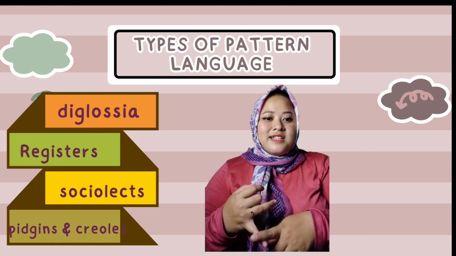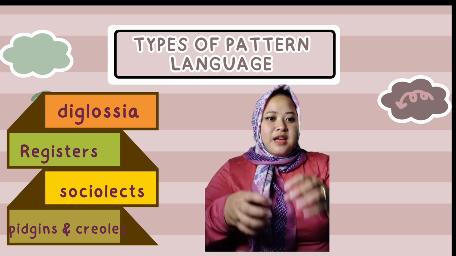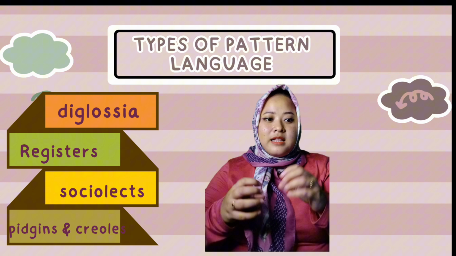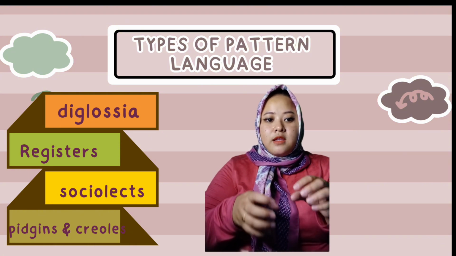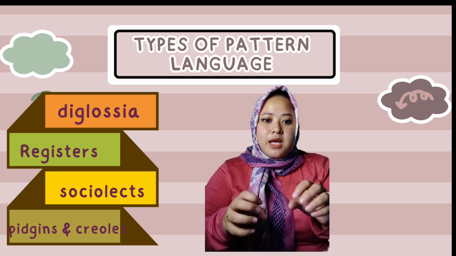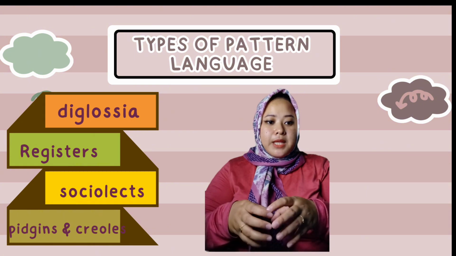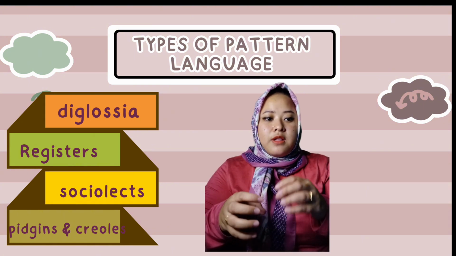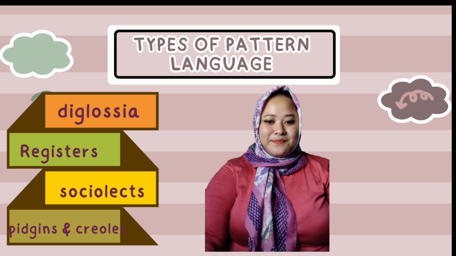And lastly, there's Pidgin and Creole. A Pidgin is a simplified language that develops for communication between people with different native languages, while a Creole develops when a Pidgin becomes the native language of a community. For example, Haitian Creole, which evolved from a Pidgin based on French.